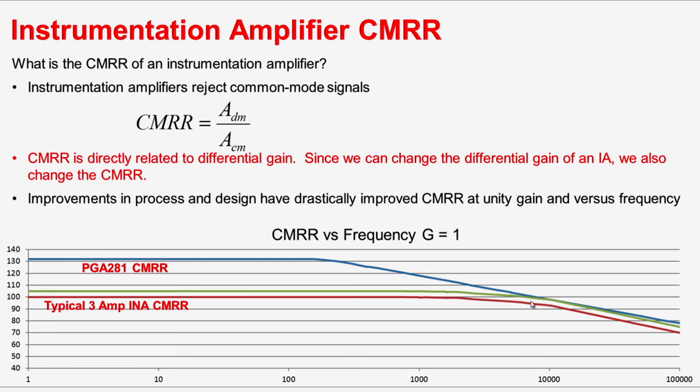There are devices such as the PGA281 where we have increased the matching by integrating the resistors and leveraging our process as well as a few design techniques to maximize the CMR. Even in a gain of 1, we're able to get greater than 130 dB.